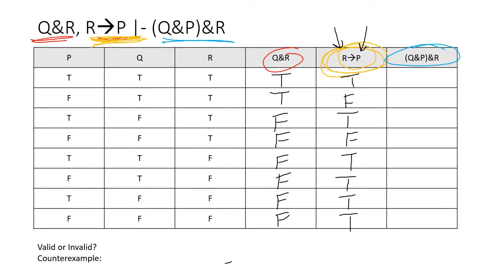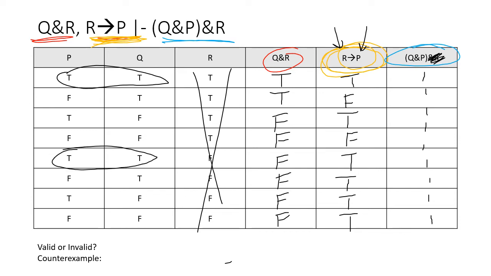So now we've just got to do the conclusion. Conclusion has two operators, an ampersand inside the parentheses and an ampersand outside the parentheses. So we got to do the one that's inside the parentheses first, which is Q and P. Where are they both true? They're both true here, and they're both true here.